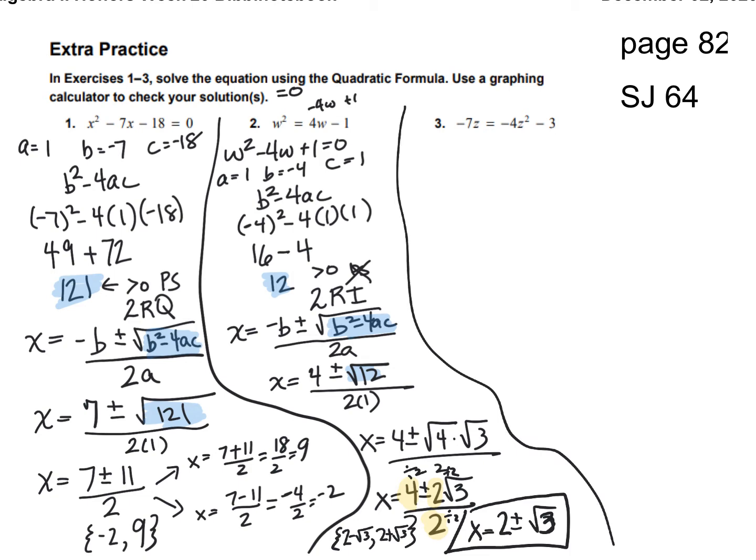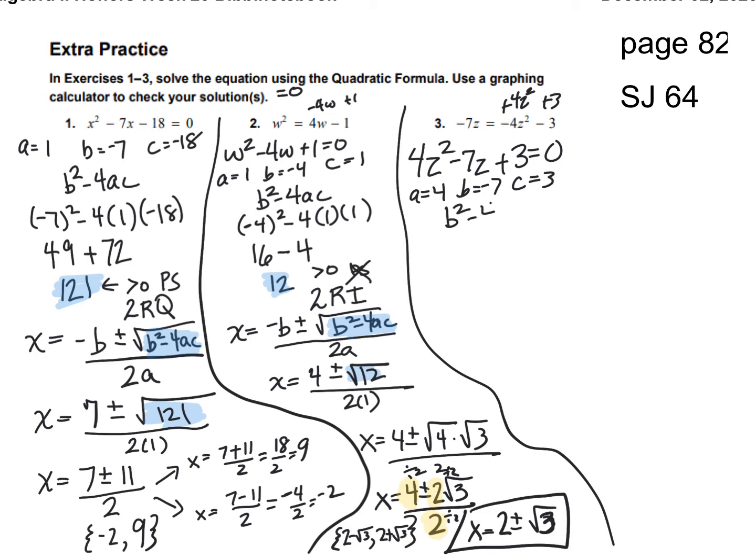I'm going to add the 4z squared and add the 3. And I understand if some of you add 7, but you know I like to keep that a value positive. So that's why I added 4z squared and added 3. a is 4, b is negative 7, c is 3.